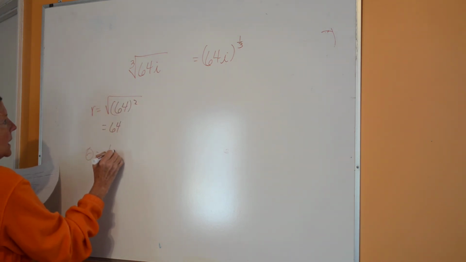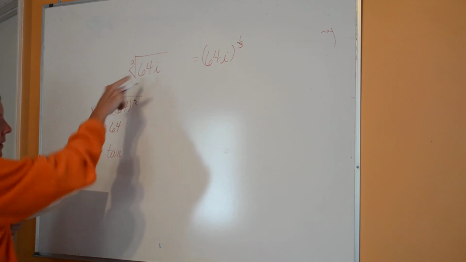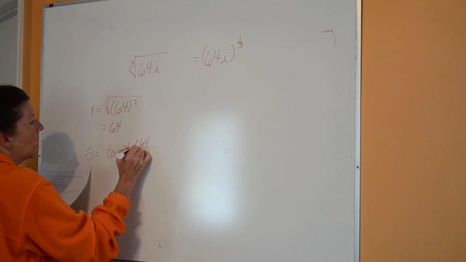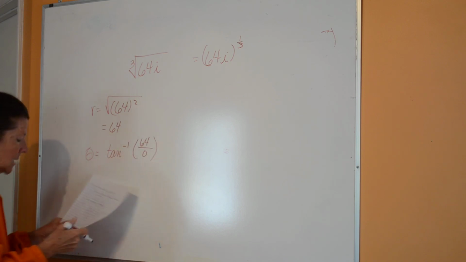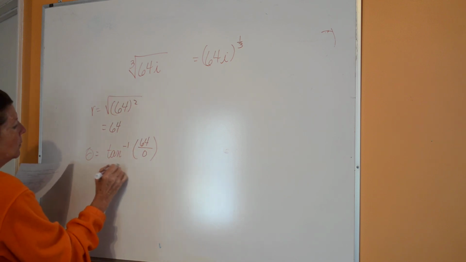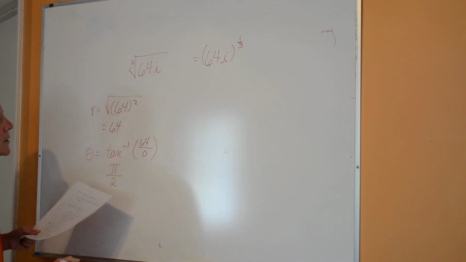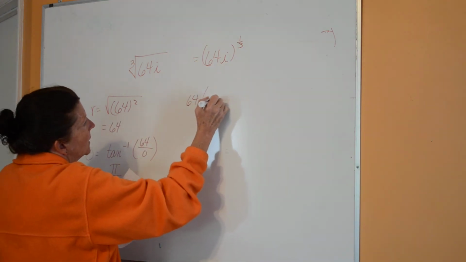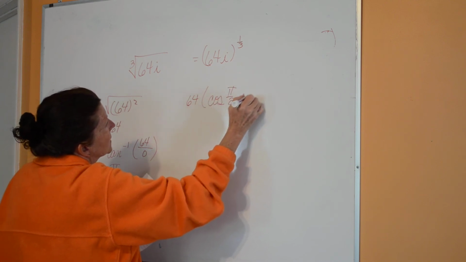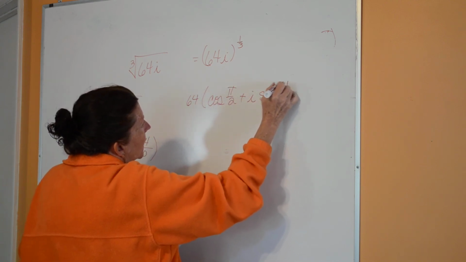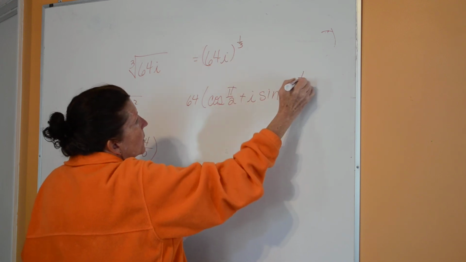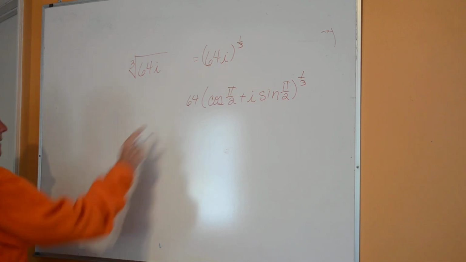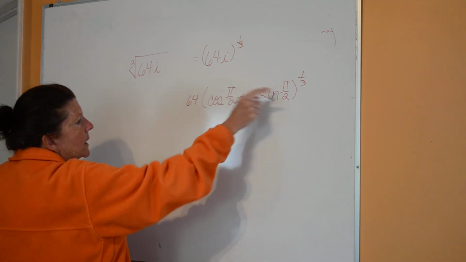My theta is going to be the inverse tangent of that, of course, is my sine. So basically, it's where my sine has a positive value and my cosine has 0 value. Well, you know by your unit circle that that's pi over 2. So I write it as 64 times the cosine of pi over 2 plus i times the sine of pi over 2, and it's raised to the 1/3 power. So I'm going to raise my 64 to the 1/3 power, and I'm going to multiply each of those.